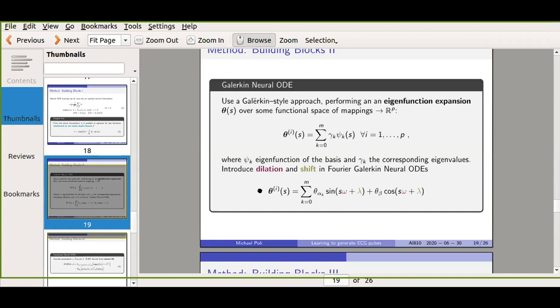What we do in addition to what's already available in the literature is add dilation and shift, which we needed because, as we said before, the ECG is periodic but irregular. So the period will change. We want an optimizable parameter that can allow the period to change and also to shift the sinusoids. So we just give a bunch of sinusoids that can shift and change the period, and we hope that's enough.